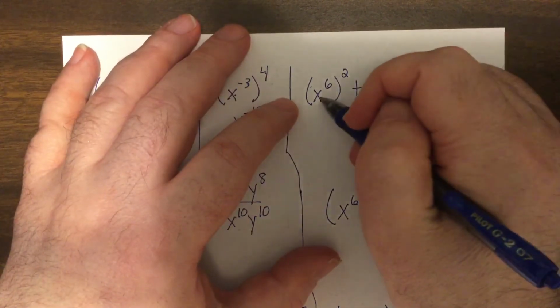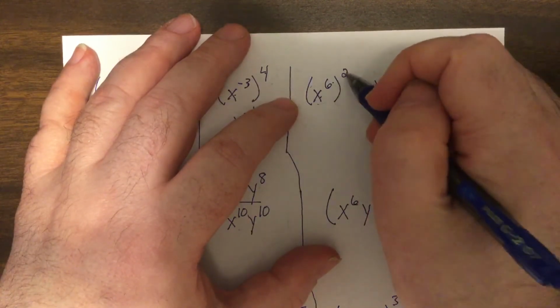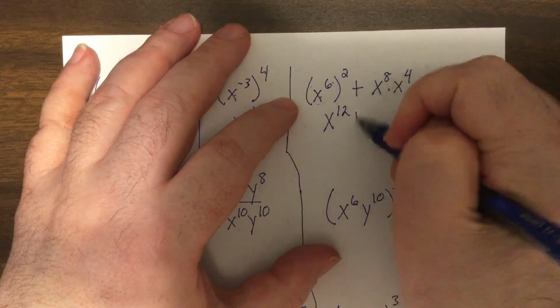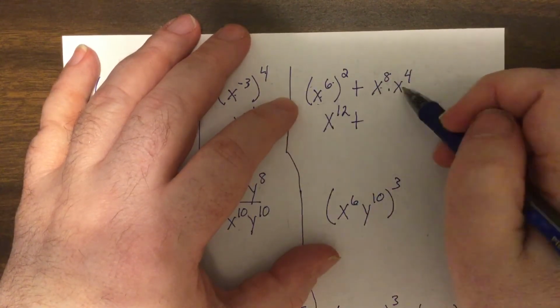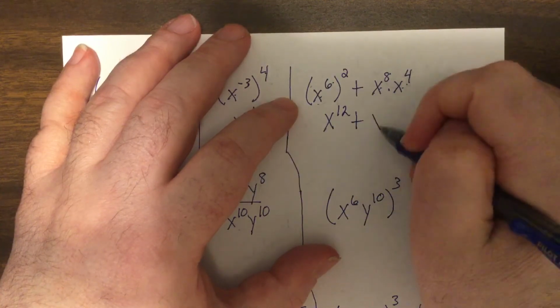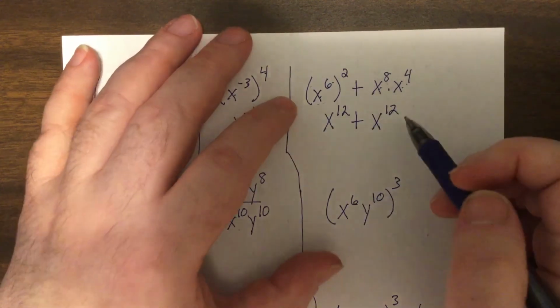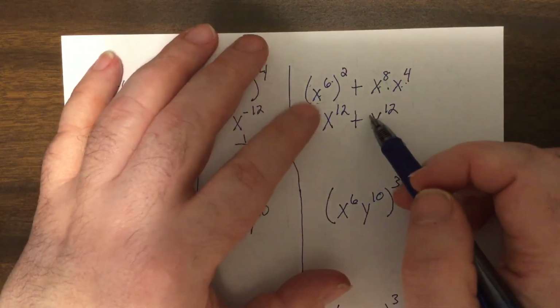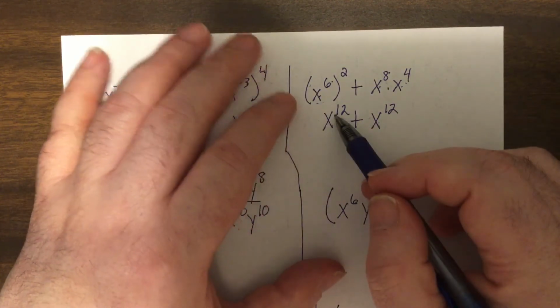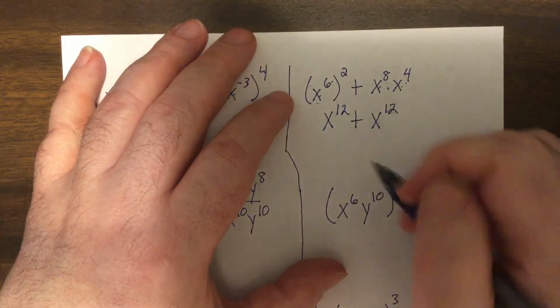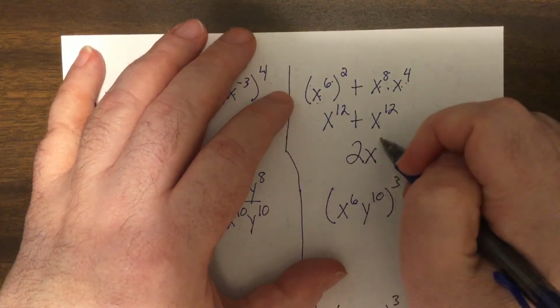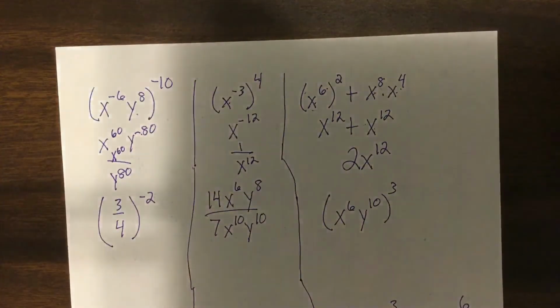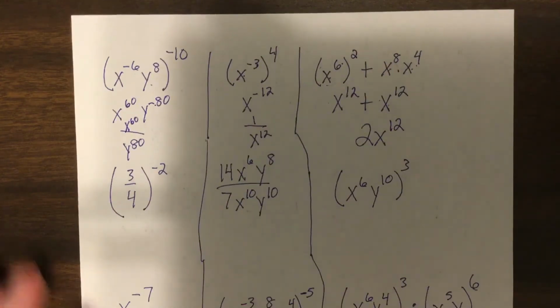This one, a base to a power, raise it all to another power, you multiply. And when you multiply two things, same base, you add. Now this is tricky for a lot of people. When you're adding, you change the coefficients. I have 1x to the 12th. I have 1 more x to the 12th added to it, so altogether I got 2x to the 12th. Power doesn't change when you're adding.